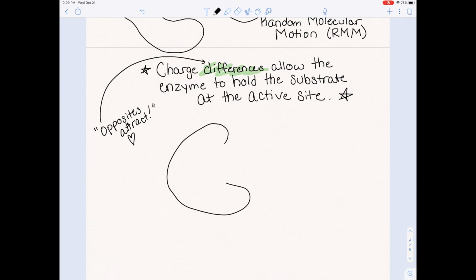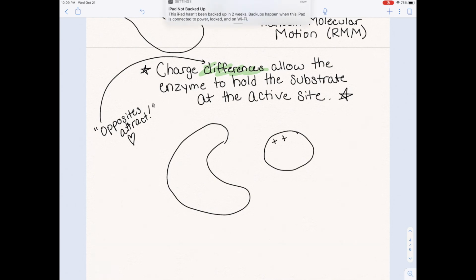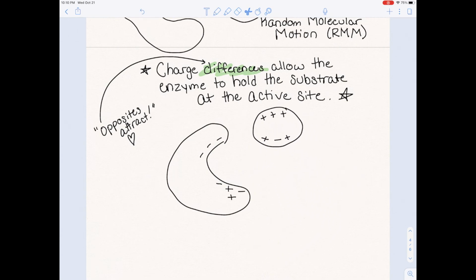So I'm going to draw a very simplified version of this enzyme and the substrate, and I'm going to put charges on it. So at the top of the substrate, I'm going to have all positive charges, and then at the bottom, I'm going to say positive, negative, positive. And then there's going to be the opposite charges on the enzyme, so negatives on the top, and then negative, positive, negative on the bottom. So now random molecular motion is happening, and this enzyme is just sitting there. This substrate makes contact, but now because of the opposite charges, it's going to be stuck in there.